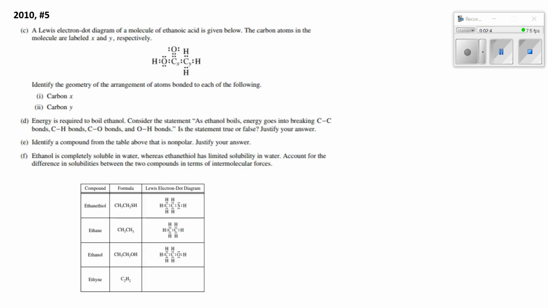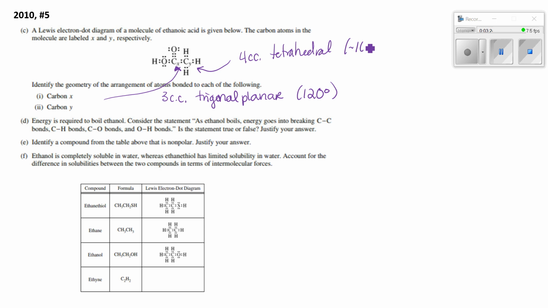Okay. If you look at C, this one asks you for the geometry around these atoms. If you're looking at a big molecule like this, there is no such thing as a shape name for this entire molecule. What we do is we name the shapes around the individual central atoms here. So if we look at carbon X, this carbon has 3 charge clouds surrounding it. So the name of the shape is going to be trigonal planar. And if the question had asked, we should also be able to describe the bond angles around it. Carbon Y has 4 charge clouds. It is tetrahedral. It's going to have about 109-degree bond angles.